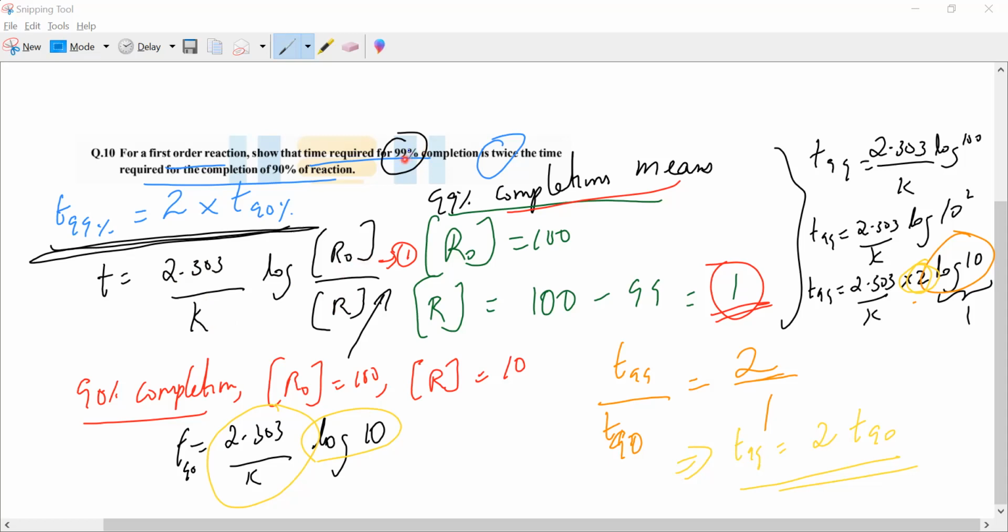Correct? So 99% completion, in the sense, initial concentration I'll always take as 100. Since it's 99 here, I'm taking it as 100. If 99% is completed, what will be the amount of reactant available? It will be only one, right? Correct? So similarly for 90% completion, R0 is 100. But what is the remaining amount? 10 for 90%. I am just substituting this R0 and R value for both the equations. Then I am dividing T99 by T90. I'll get the answer.